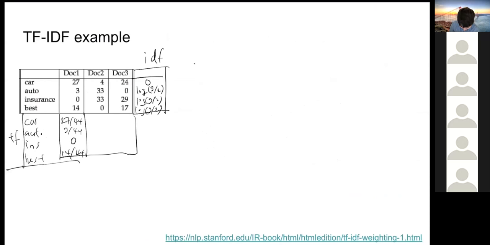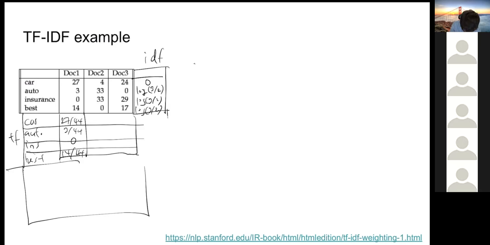Then to compute TF-IDF of a document, we just complete this matrix. I'm a very bad table drawer. We want to compute the TF-IDF for car, auto, insurance, and best. We multiply car's TF, 27 over 44, times its IDF of 0, so this will be 0. Auto will be 3 over 44 times log of 3 over 2, which will be some positive number. Insurance has a TF of 0, so this will be 0. And best will also be some positive number.